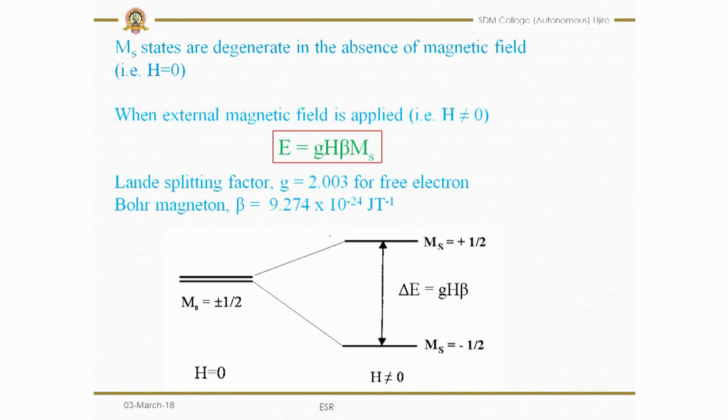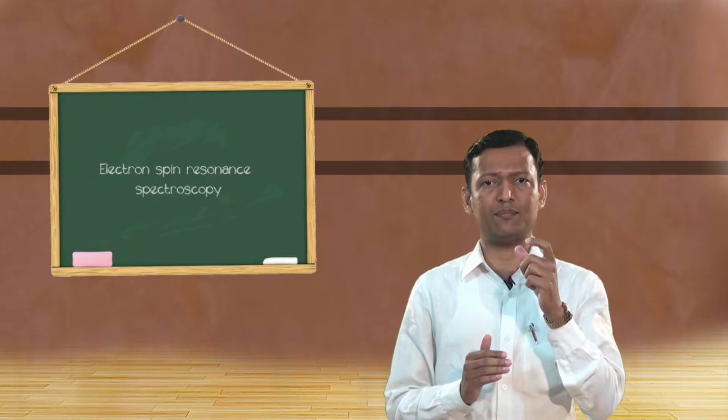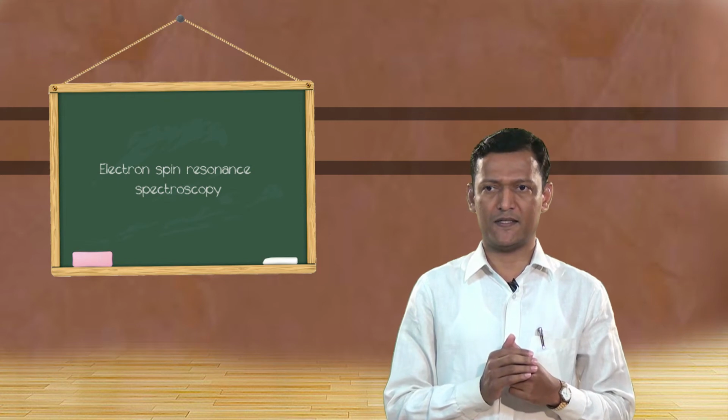The energy values of these spin states are given by the energy expression g H beta ms. In the energy expression, g stands for the Landé splitting factor, its value is 2.003 for a free electron, and beta is the Bohr magneton, its value is 9.274 into 10 to the power minus 24 joule per Tesla, and ms is the spin quantum number for the particular state which we consider.